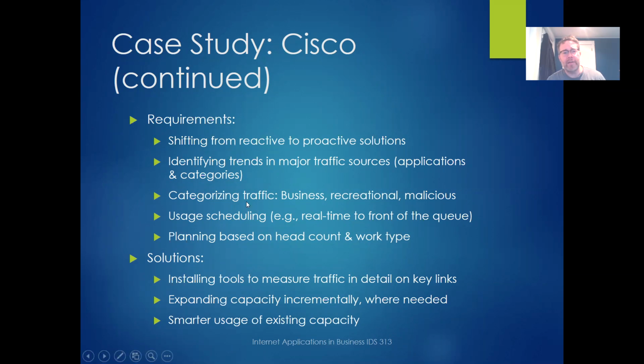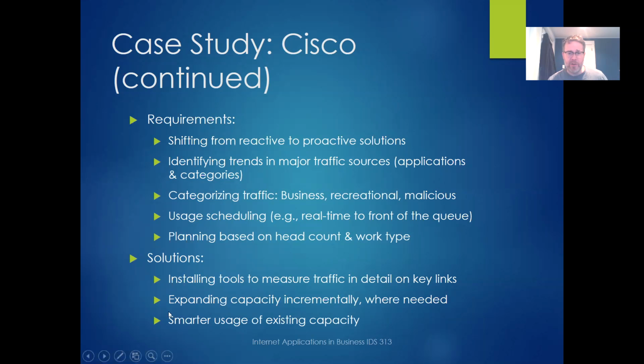And the overall idea, categorizing traffic, right? So business traffic, of course, is important. You can have priority levels within that. Recreational traffic is not really important. You can allow that, like people going to Facebook or eBay, you can allow that if the network isn't too busy. And of course, malicious traffic, you try to identify that and block it altogether.